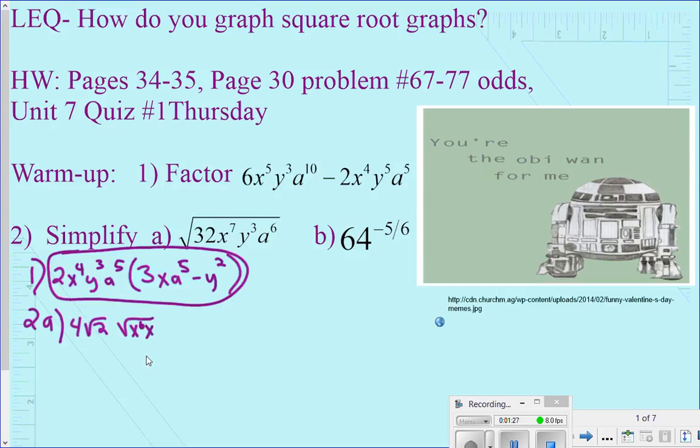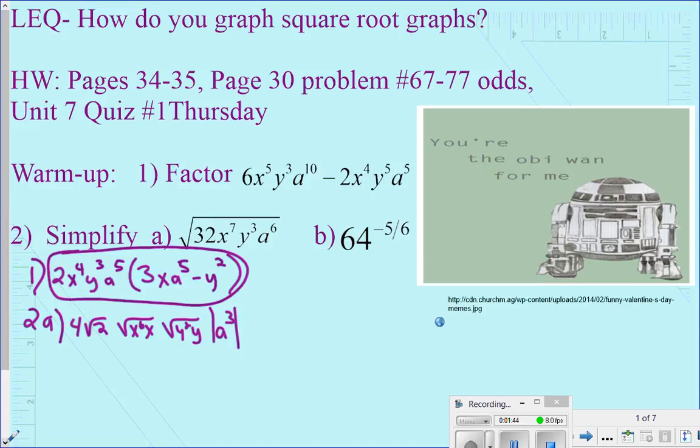Same thing with the 3 halves. I need to break that up into y squared and y. And a to the 6, 6 divided by 2 is 3, so a cubed. That's a whole number, and it's odd coming from an even root, so I need absolute value around that.